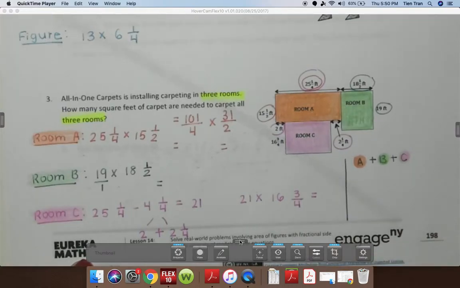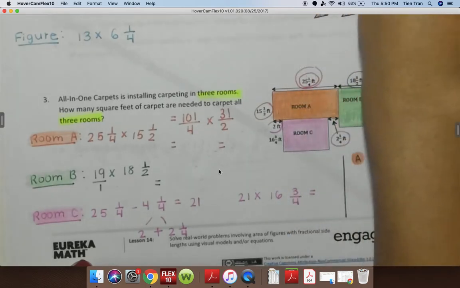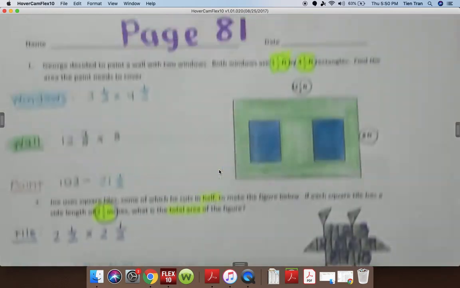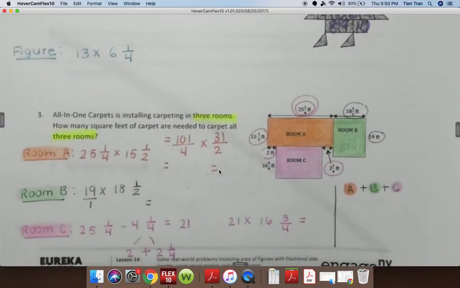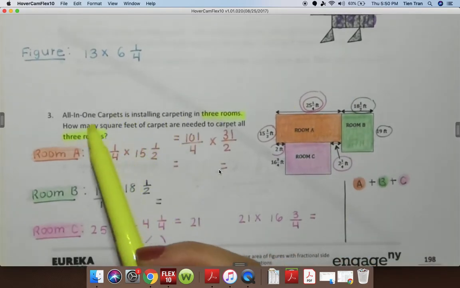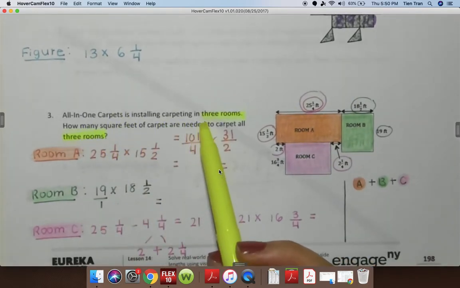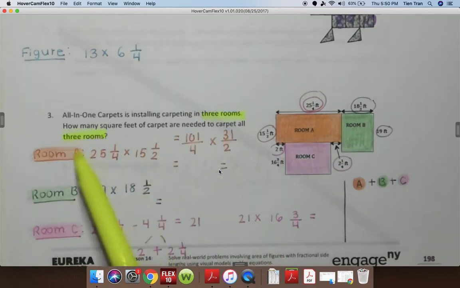Okay, boys and girls, we are on page 81, problem set 14. So this is lesson 14. As you can see, this is the bottom, and we are on number 3. It says right here, all-in-one carpets is installing carpet in 3 rooms. How many square feet of carpet are needed to carpet all 3 rooms?